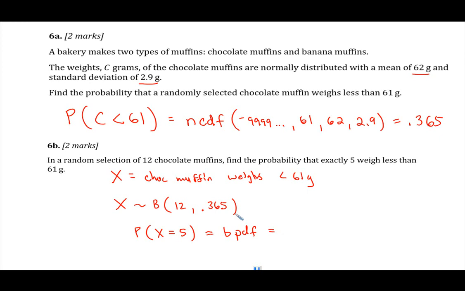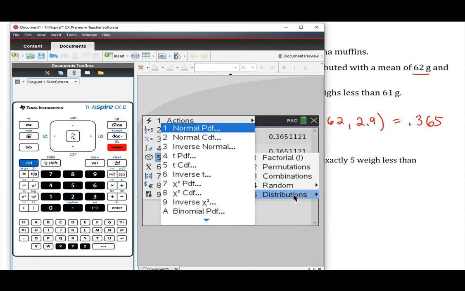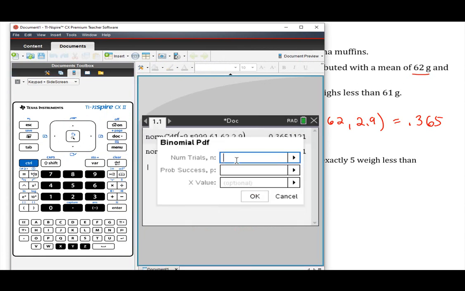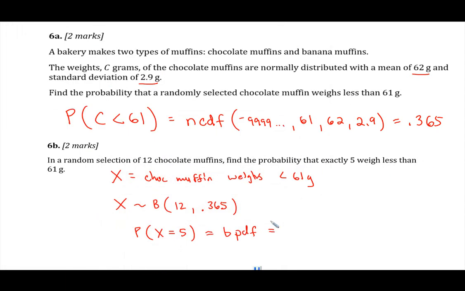Let's put all the information in our calculator. So we have menu, probability distribution, binomial PDF. Number of trials, we have 12 chocolate muffins. Probability of success, 0.365. And X in this case is our 5. Click OK. 0.214. I'll show what I typed in: binomial PDF, 12, 0.365, comma 5, and that gave me 0.214.